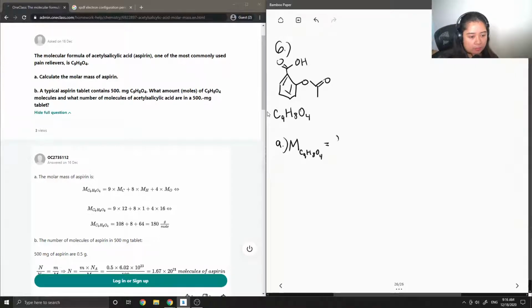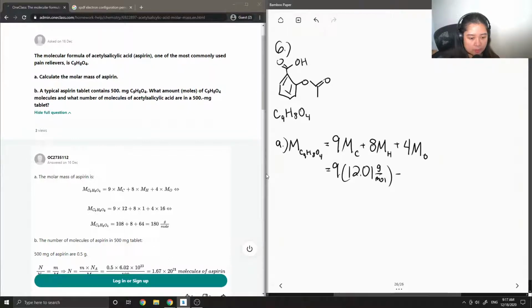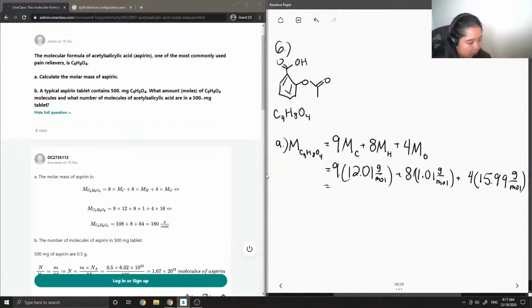So now, to find it, it would just be 9 times the molar mass of carbon plus 8 times the molar mass of hydrogen plus 4 times the molar mass of oxygen. Now if we look at our periodic table, you'll see that carbon has a molar mass of 12.01 grams per mole. And hydrogen has an atomic mass of 1.01 grams per mole. Lastly, oxygen has an atomic mass of 15.99 grams per mole. Okay, so if we sum up all the values, you end up getting 180.16 grams per mole for the molar mass of aspirin.